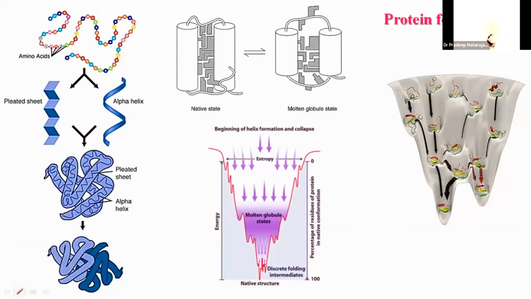Here, so you can see this from here to here, and then here to here. This is from one low energy state to another low energy state, to get to the bottom, the lowest energy state. So this will be defined as the native state.